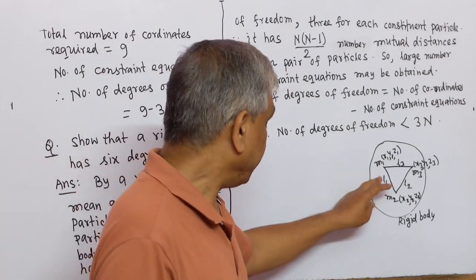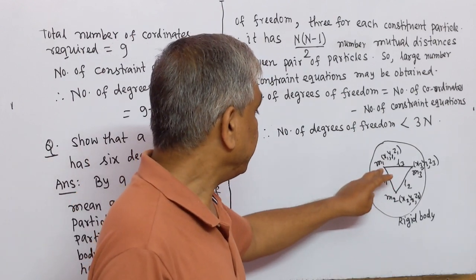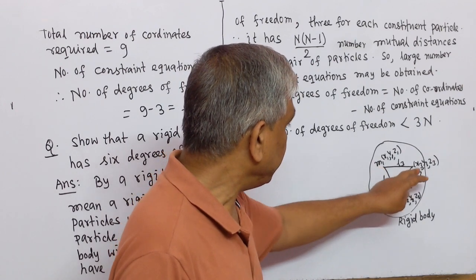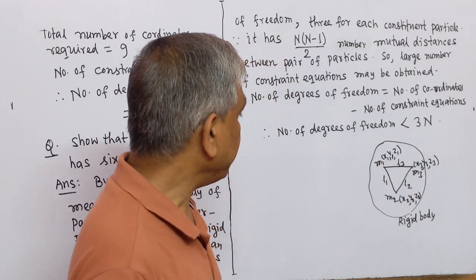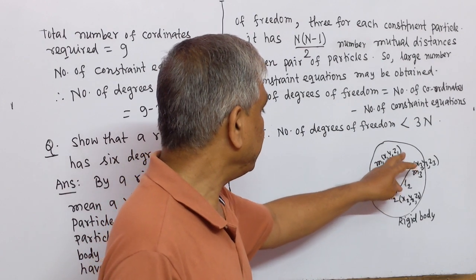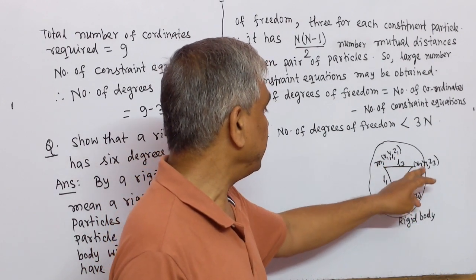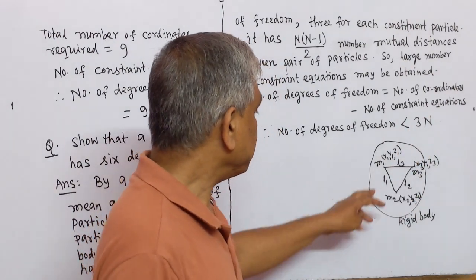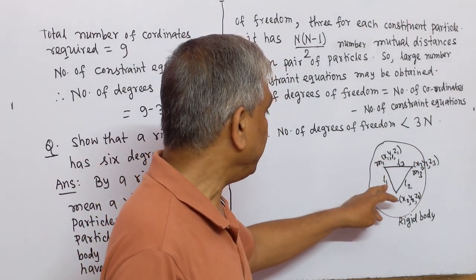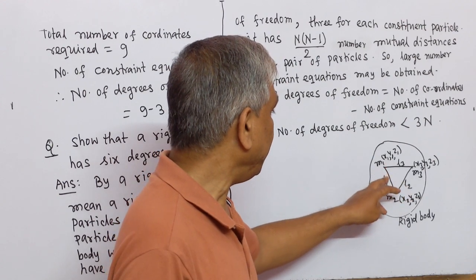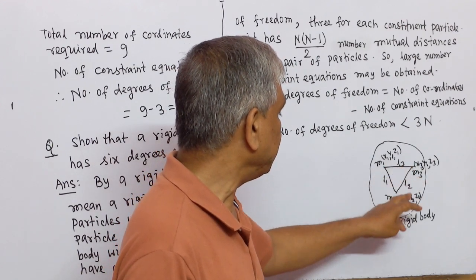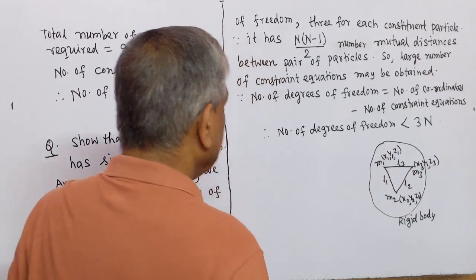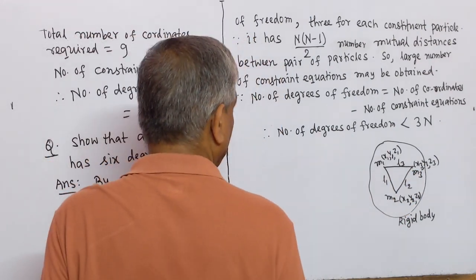Here we consider 3 particular particles m1, m2, m3 whose coordinates are x1, y1, z1, x2, y2, z2 and x3, y3, z3 respectively. The distance between m1 and m2 is L1, the distance between m1 and m3 is L3, and the distance between m2 and m3 is L2.